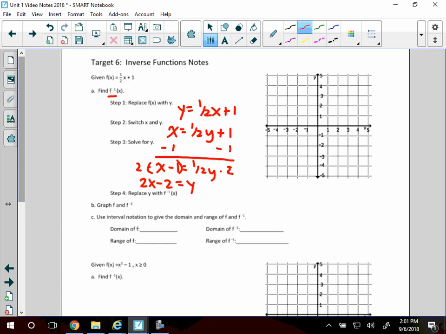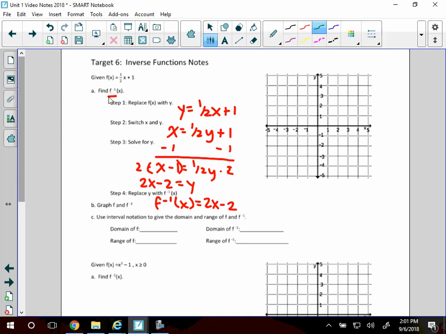So this will become, okay. So I solved that for y. Now instead of writing y, I'm just going to rewrite that as f inverse of x. Okay, so this is the inverse function. So notice that in our original function, I'm taking half of x and I'm adding 1. In my inverse function, I'm doubling x and I'm subtracting 2. All right, so now we're going to graph both of these on the same grid.